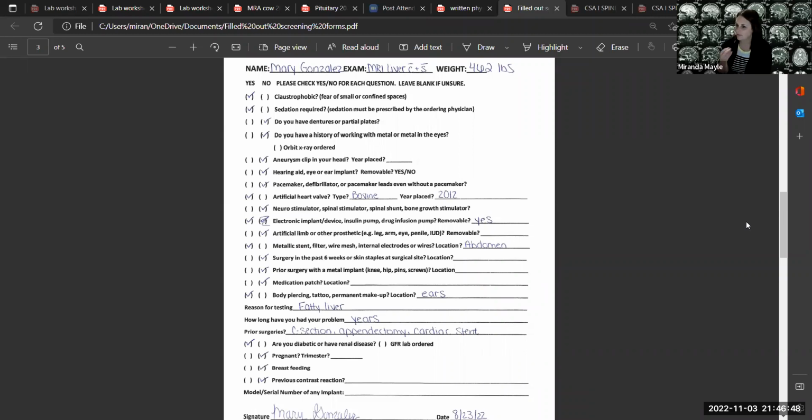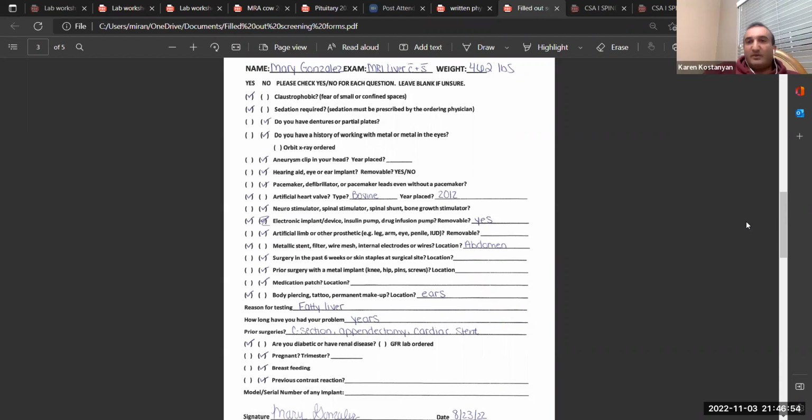What are we looking at specifically when a GFR is drawn? What blood level? If GFR is below 30, it means we can't do contrast. If it's above 30, we're good to go. Yes.